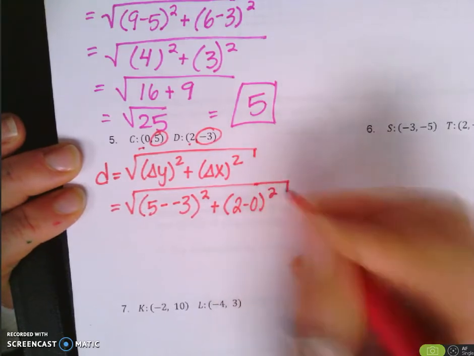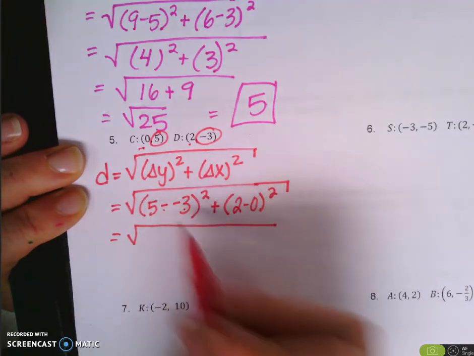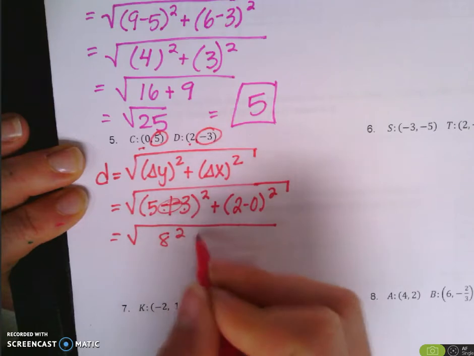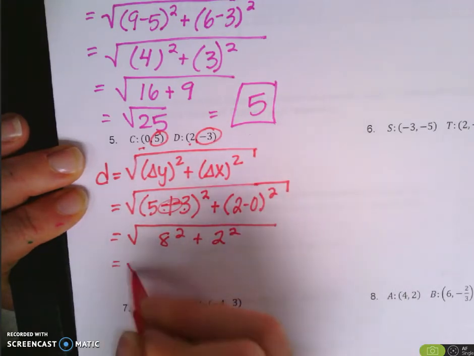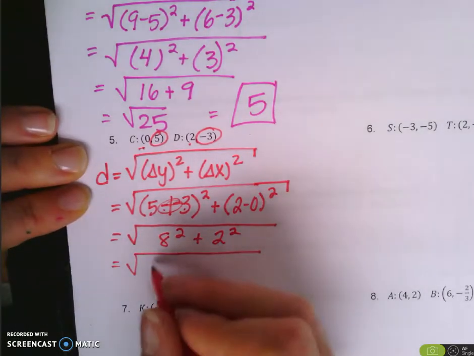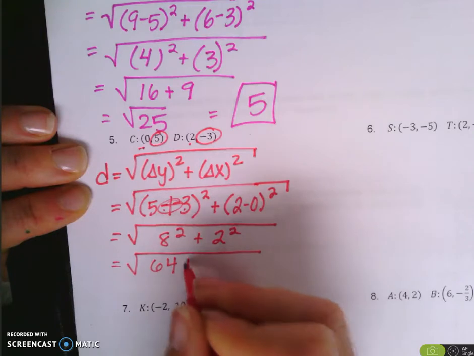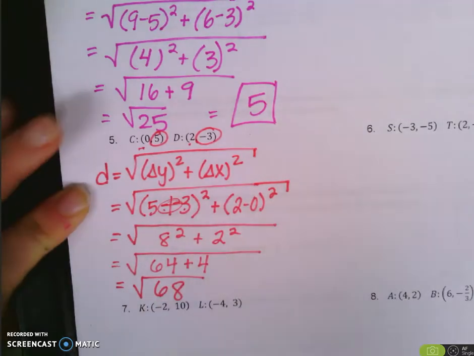Being squared. Let's continue our order of operations. 5 minus minus 3 becomes plus. So we have 8 squared plus 2 take away nothing is 2, 2 being squared. We still have this square root with us. 8 squared is 64. 2 squared is 4. 64 plus 4 is 68.